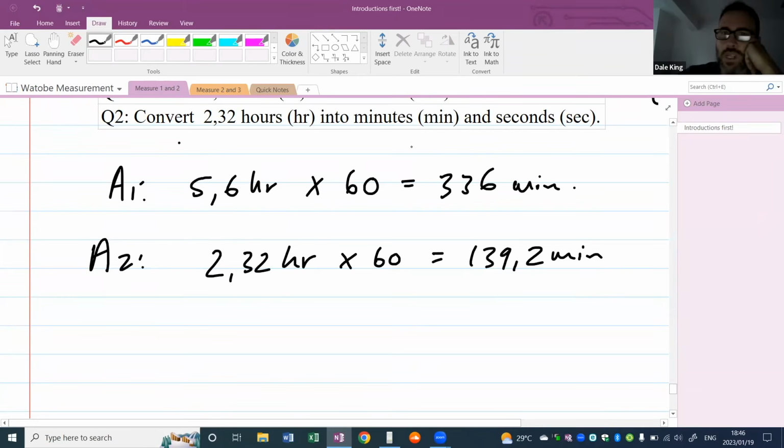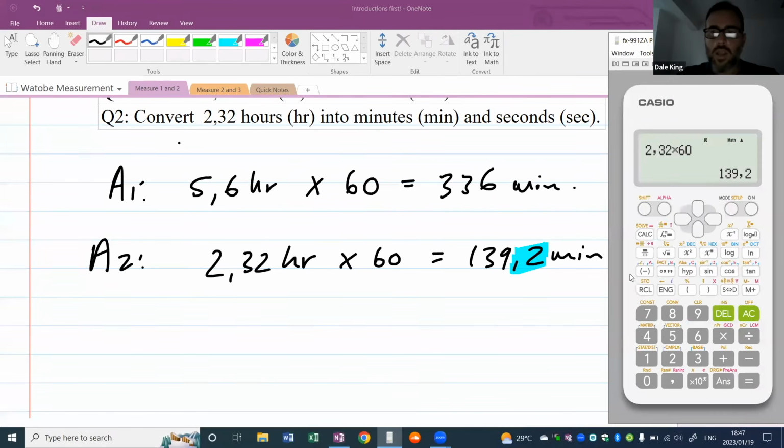But now the question says we need this in minutes and seconds. I'm asking you, is this 0.2 in seconds or minutes? This is minutes. It's 0.2 of a minute. So what is 0.2 of a minute in the seconds format? All right, we're going to take this a step further. We've got 139 minutes, but this 0.2, we need to know what that is in seconds. So 0.2 of a minute in seconds, times 60 seconds, is 12.